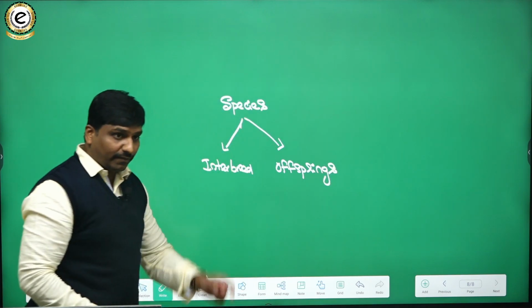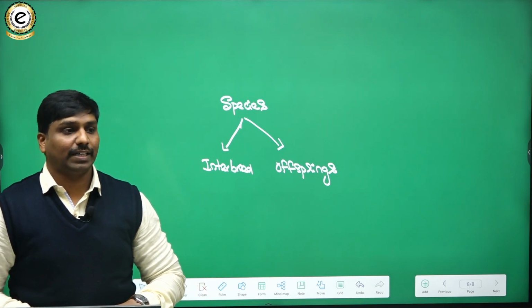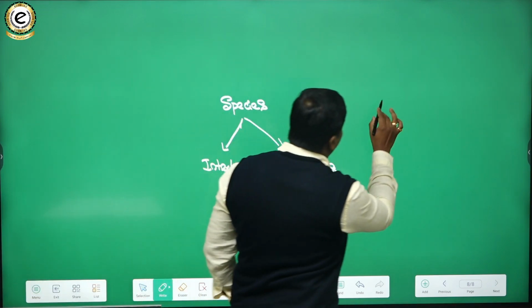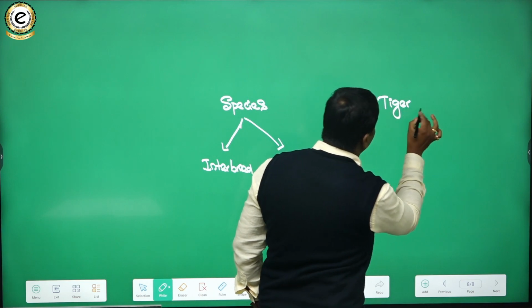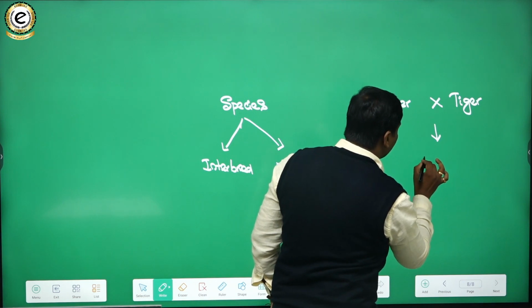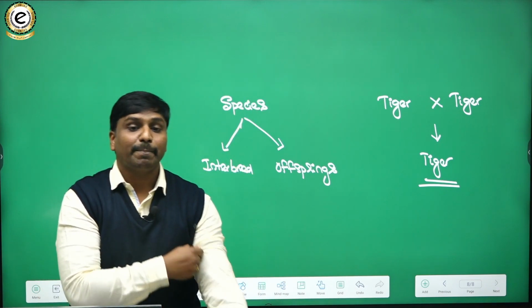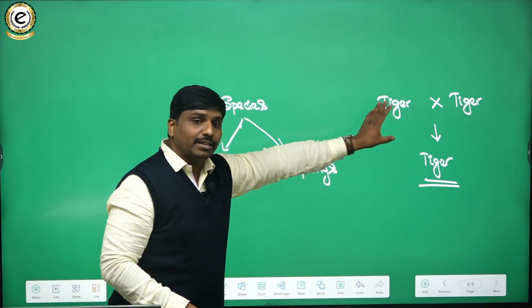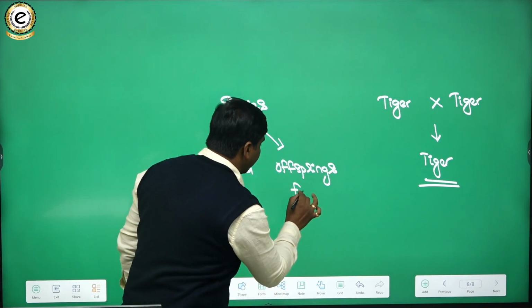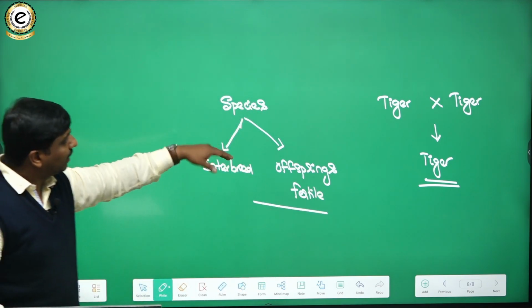So this is the condition if you want to say with respect to a species. How can we justify this? Let's say, for example, a tiger is there and another tiger is there. When a tiger mates with another tiger, we will get another small tiger. So this is a fertile offspring. They are interbreeding among themselves and producing fertile offspring. That is the condition. And how can we justify this in another way?